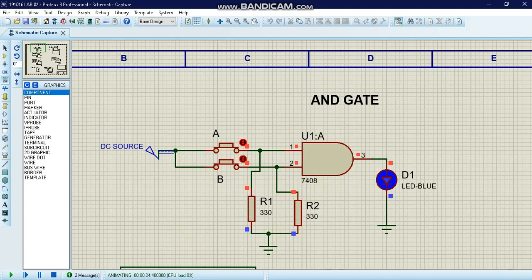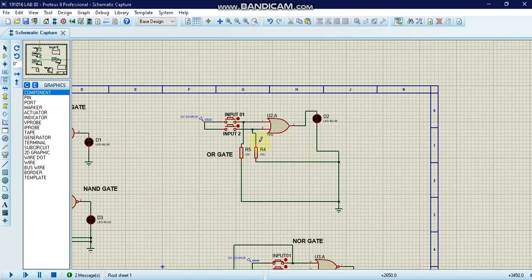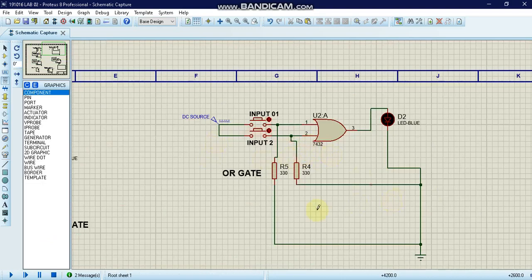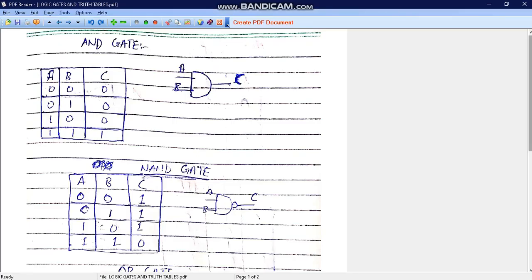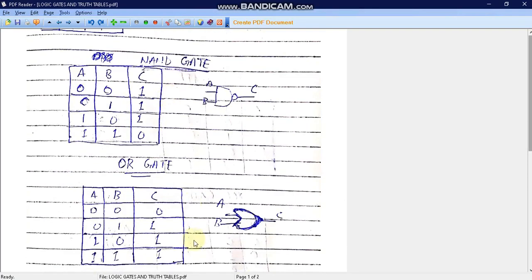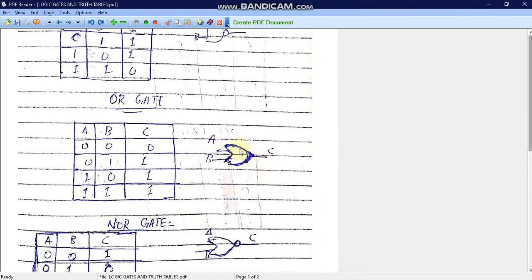Now this was our AND gate. Now let's see how the other gates work. First of all, we should see the OR gate. If we see the truth table of the OR gate, that is how an OR gate works. This is an OR gate. Sorry for the drawing, I am not very good at drawing these figures.